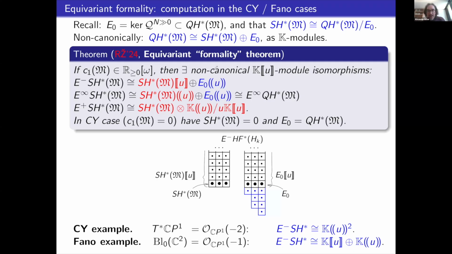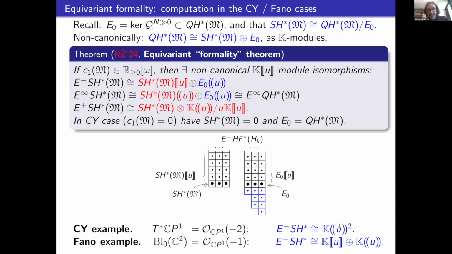So the two examples we saw earlier: for the cotangent bundle of CP1, the E minus symplectic cohomology has two copies of Laurent series in U, whereas in the O(-1) case, the blow up of C2 at the origin, we have a polynomial K[U] part and a Laurent series K((U)) part. That's because the symplectic homology is non-zero, and that becomes this polynomial part. It's one-dimensional, whereas it has a one-dimensional E0 part coming from the kernel of the multiplication by this rotation class Q, and that gives rise to a Laurent series summand K((U)).